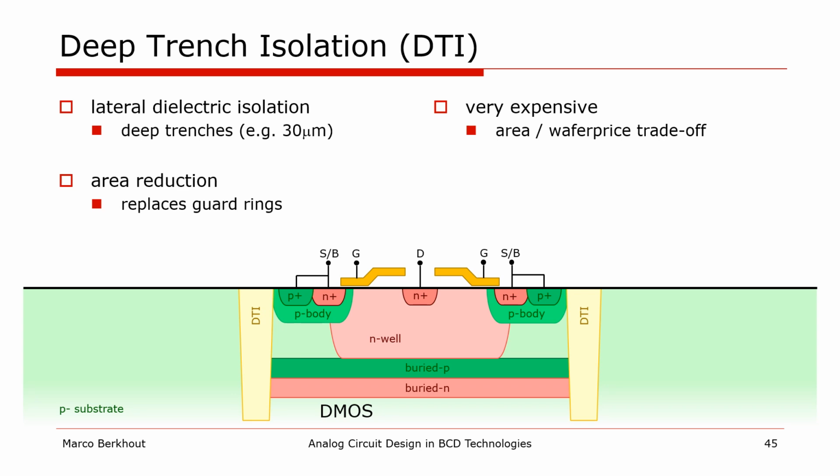If your application needs a lot of high voltage devices, then you may want to consider using deep trench isolation. In such technologies, the lateral isolation is made with very narrow trenches that can be as deep as 30 micrometers and that are filled with isolating material. Although these deep trenches are very expensive, they have the benefit that they don't need guard rings anymore, and this can in turn save a lot of area.